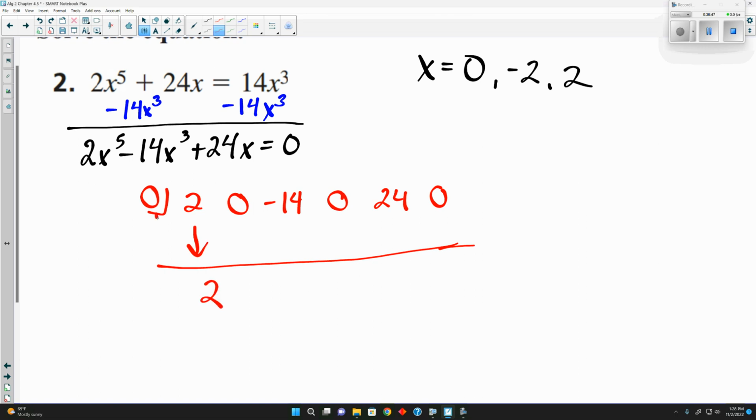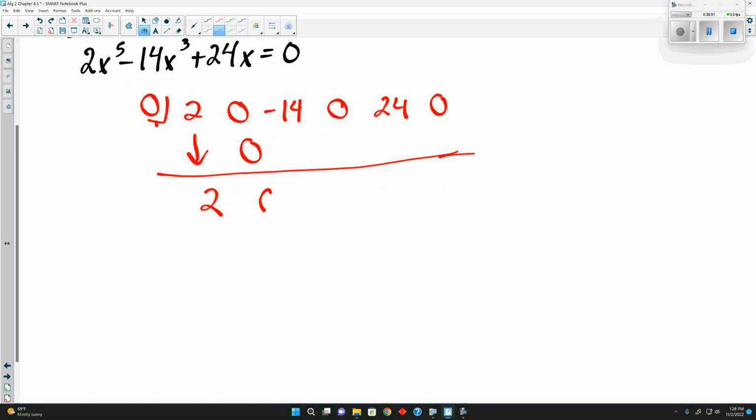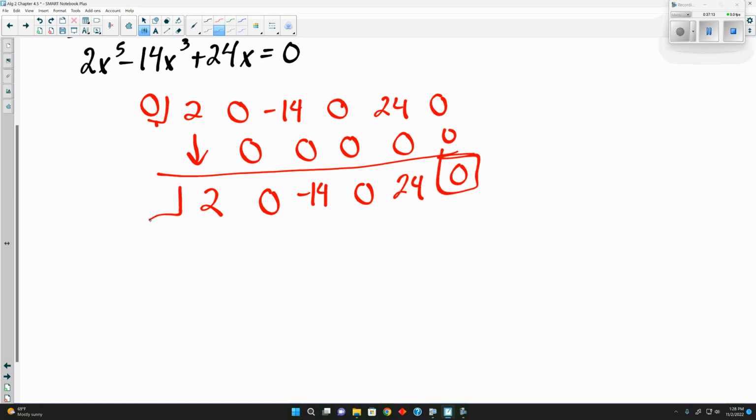Well, 0 times 2 is 0. 0 plus 0 is 0. 0 times 0 is 0. -14 plus 0 is -14. 0 times -14 is 0. 0 plus 0 is 0. 0 times 0 is 0. Then we get 24, and 24 times 0 is, we get 0. Now, we could try this again with 0, but it's not going to work.